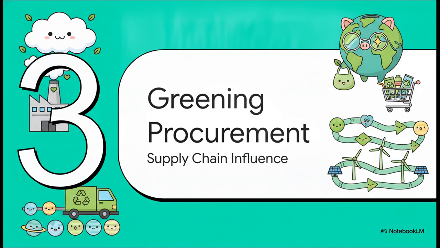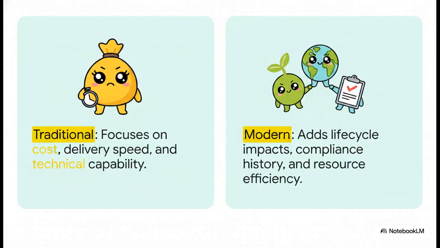Okay, moving outward. Section 3. Greening procurement and supply. Supply chain influence. Now, consider how your organization's purchasing decisions directly dictate global environmental outcomes. Because when you outsource a process or you buy a material, you are effectively buying that supplier's environmental footprint. And this brilliantly illustrates the massive shift we're seeing in purchasing habits. Traditional procurement, it focused pretty much purely on cost, delivery speed, and technical capability.